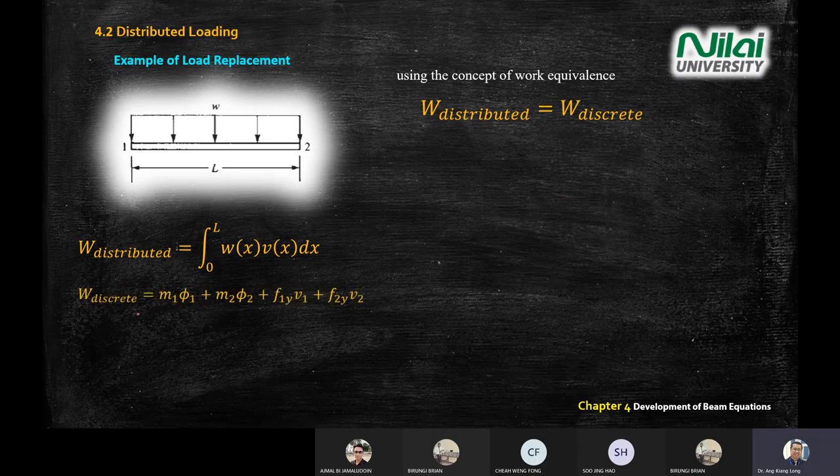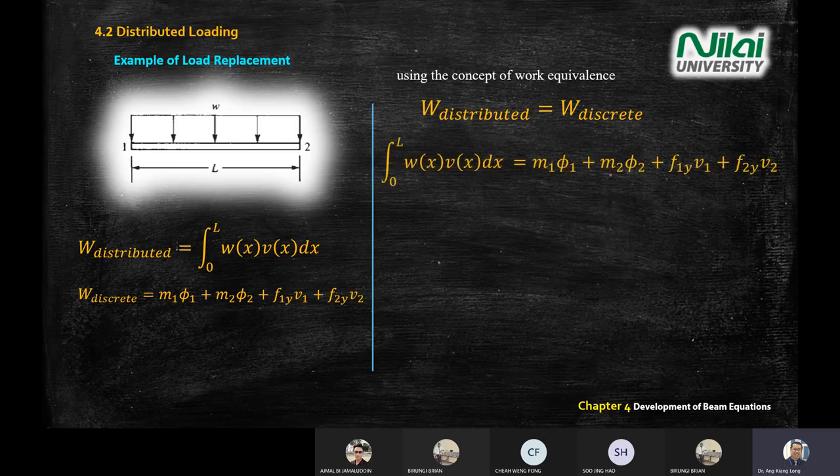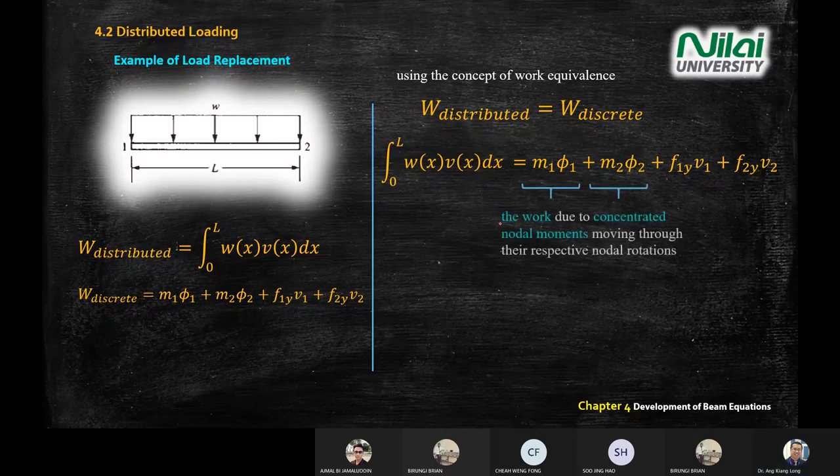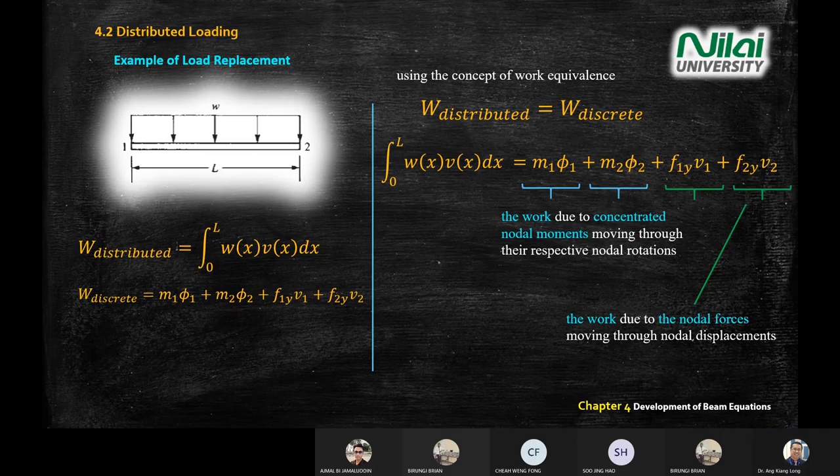Then recall these two equations just now. One is distributed, one is discrete dimension. So we put them together in mathematical form. So far makes sense to you, right? I think this one is quite direct. Alright. So this one I already explained. Okay. So the first two are due to moment. The second one is due to the forces.